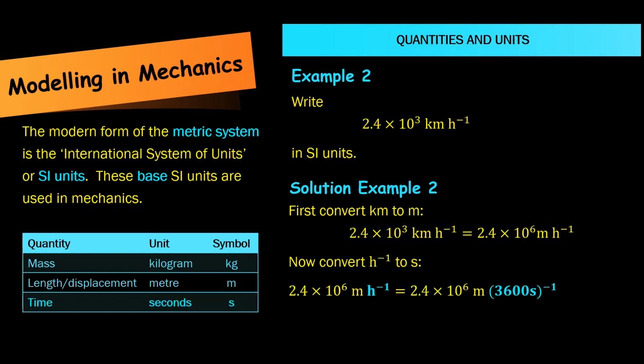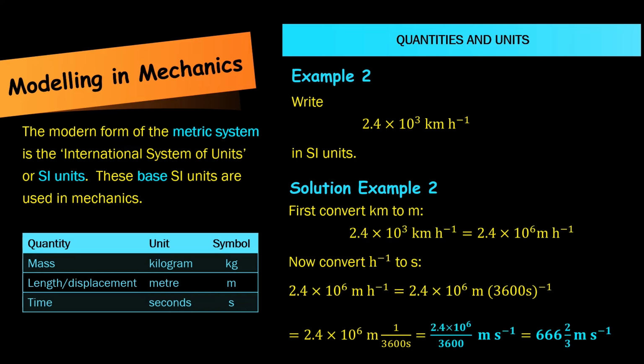So replacing h with 3,600 s, because 3,600 seconds equals 1 hour, we have that our expression is now 2.4 times 10 to the power 6 meters times 1 over 3,600 seconds. And so tidying up gives us that our expression is 666 and 2/3 meters per second.